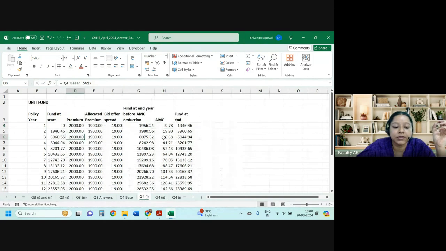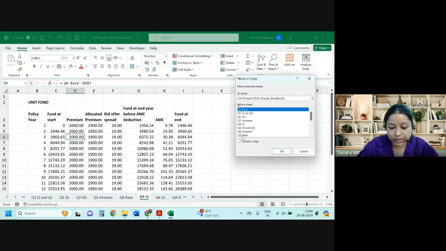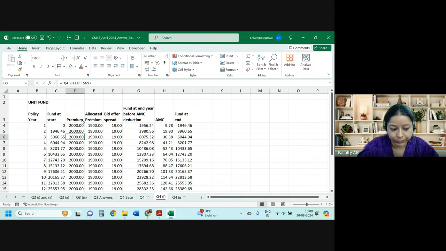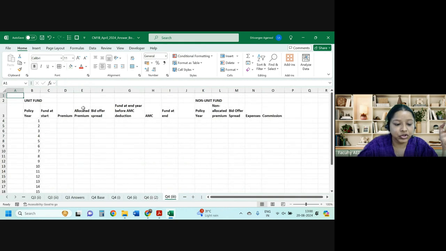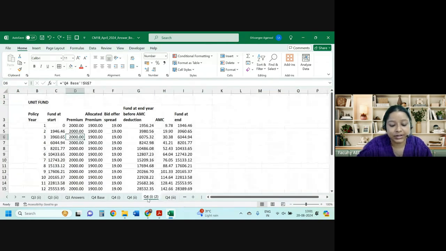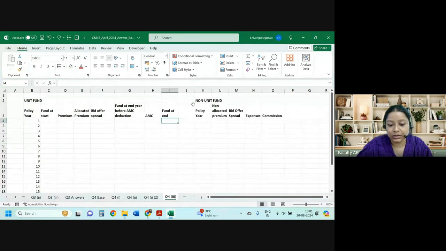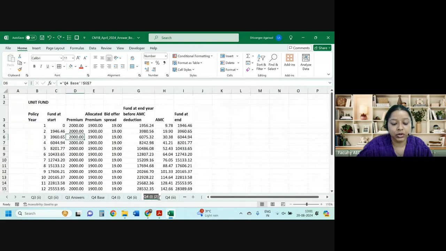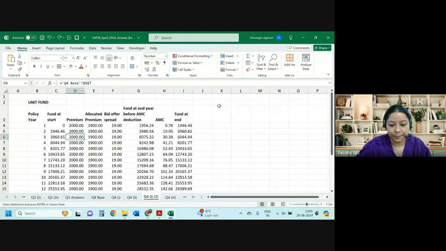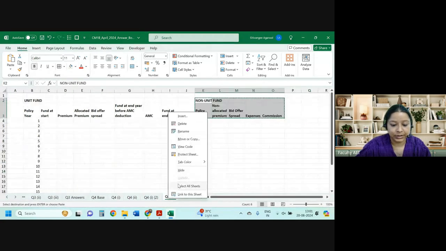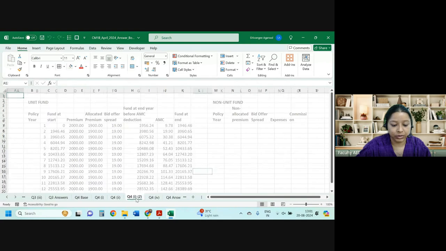So let's do one thing. We will be needing this unit fund as it is for the calculations. So I'll make a copy of this sheet and keep it here. Since here they have just taken these values, I would have taken the values and dragged it. Instead, in this part 3, this is the sheet that they have given. So you can just quickly copy these, paste it over here, delete this, and maybe rename it.